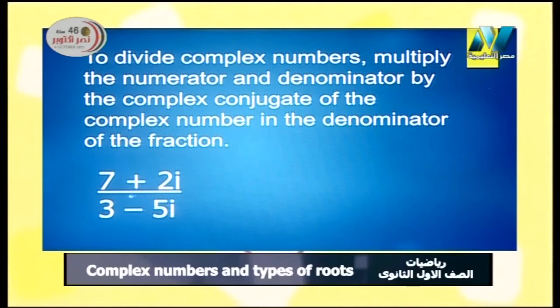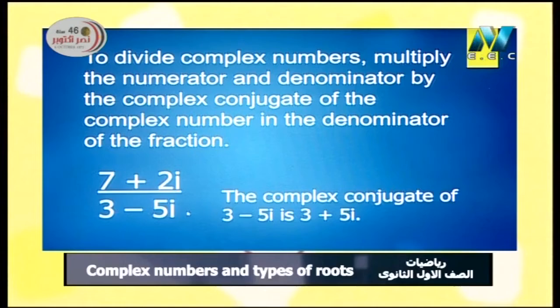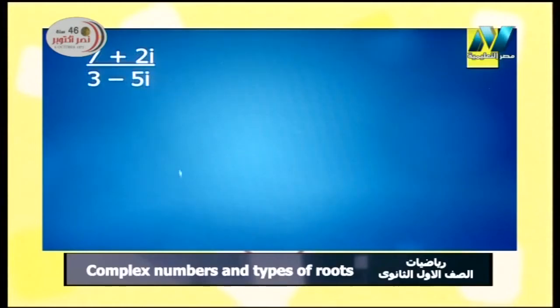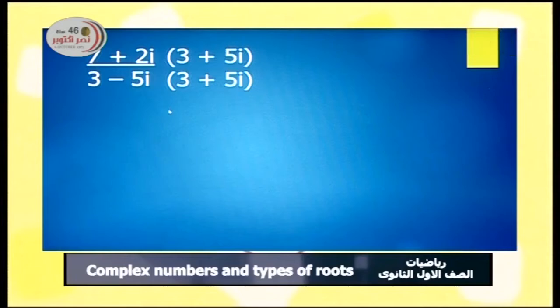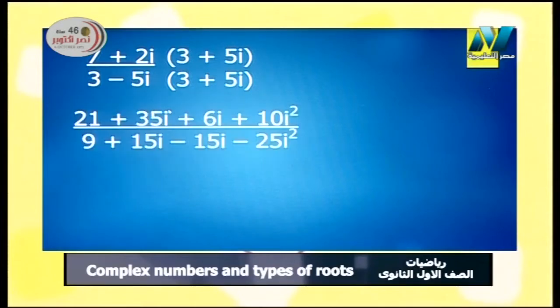We mentioned that in the first episode, my dear students, that the conjugate of 3 minus 5i is 3 plus, we convert this sign, 3 plus 5i. Okay, the complex conjugate will be 3 plus 5i. Now we will start to multiply denominator and numerator by the same number, which is 3 plus 5i. The answer will be that. Why? Look with me and concentrate.